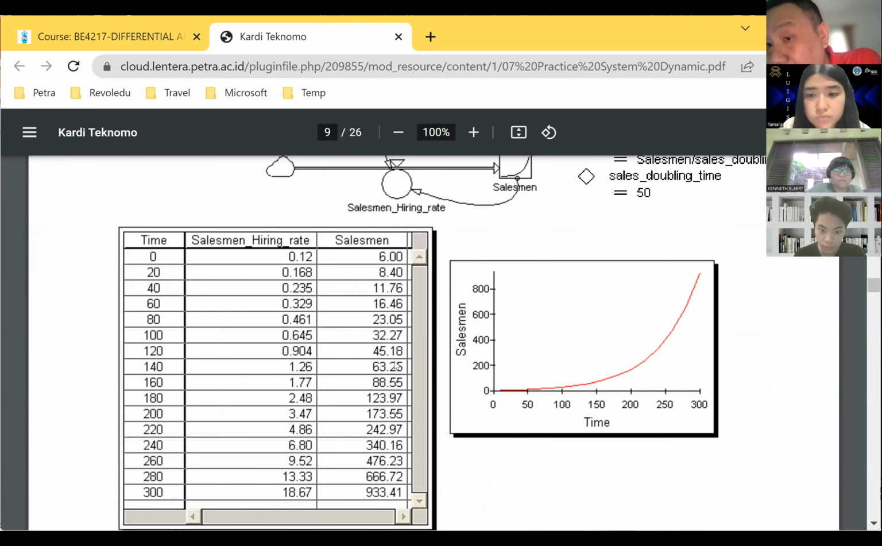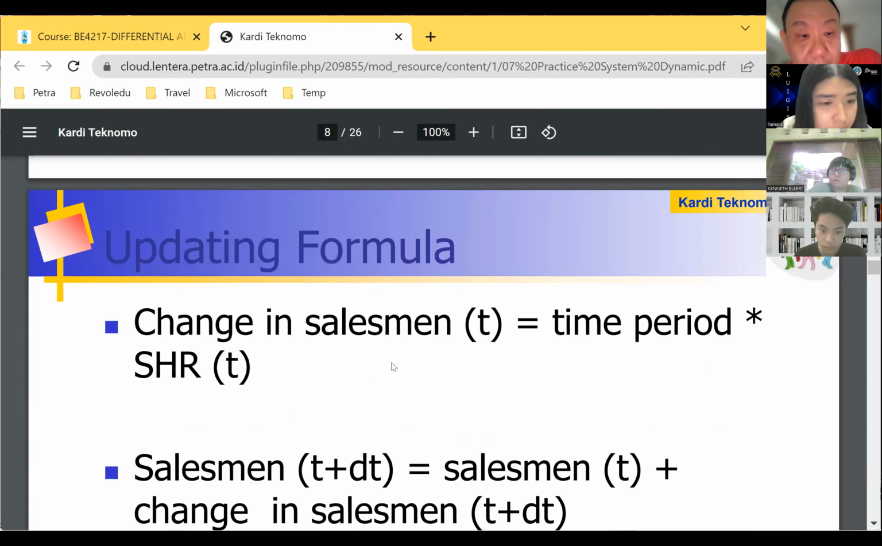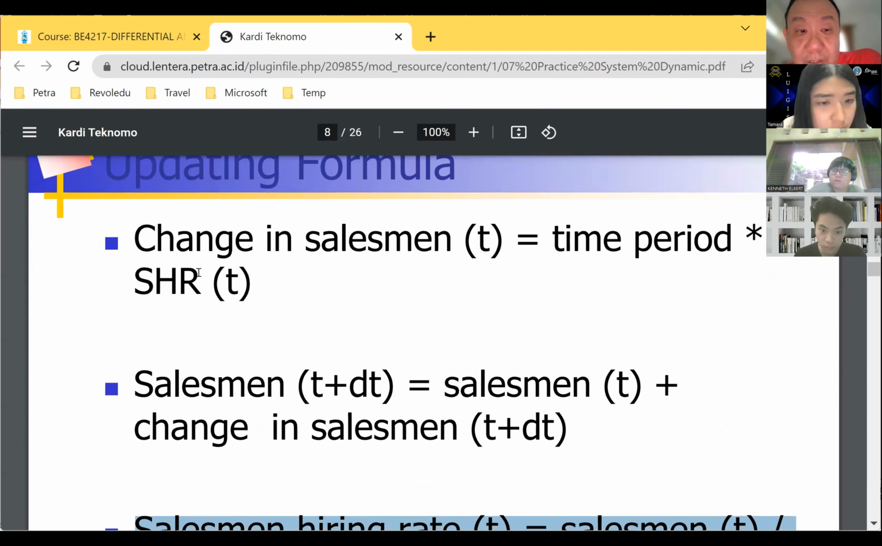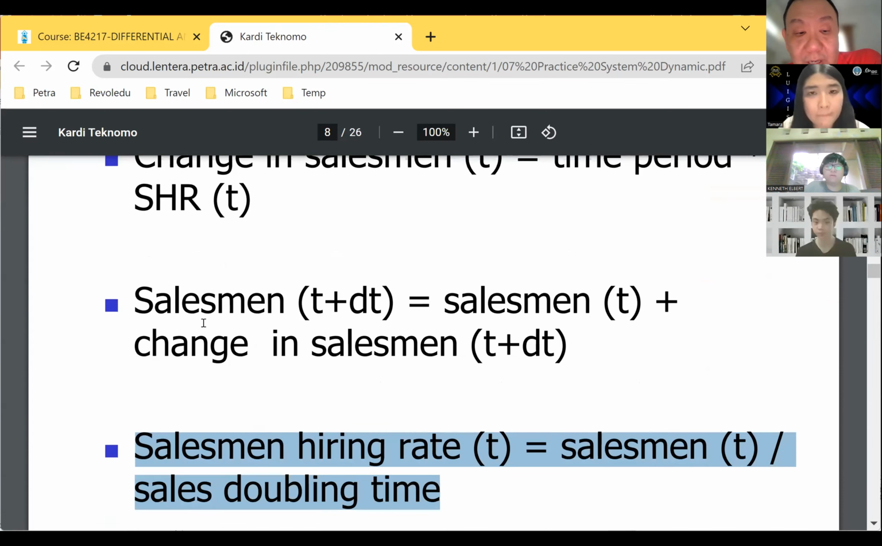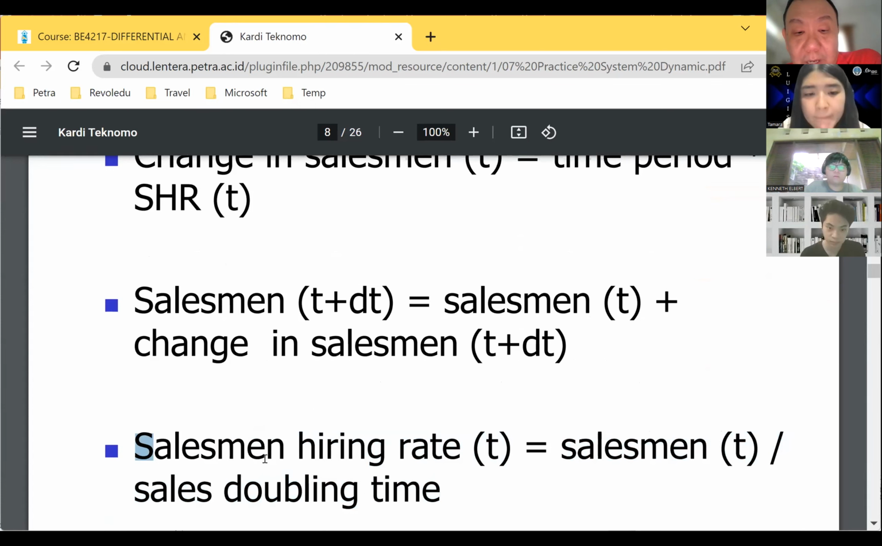Yes, Kenneth, you want to say something? Yes, I want to ask about the change in salesmen. How do we get that? The change in salesmen is just the time period, which is 20, right? Times the SHR. The SHR is here. Salesman hiring rate. This one is salesman hiring rate.